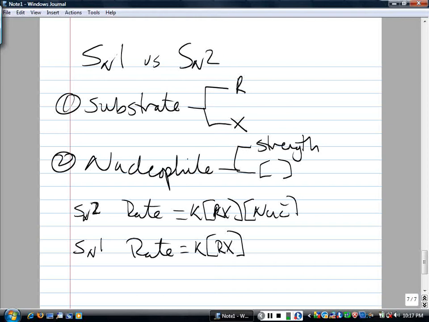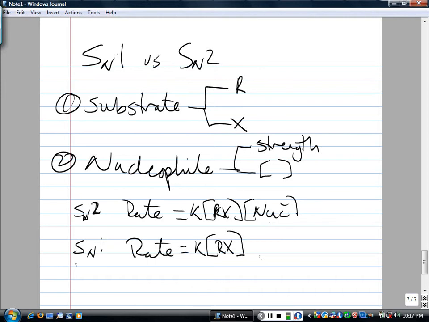Suppose I want the reaction to be SN1. How would I do that? You would notice the rate equation for the SN1 does not have the nucleophile concentration in it. That's okay, because the SN1 and SN2 reactions are in competition. So I could make the SN1 reaction win by sabotaging the SN2. And how would I do that? I would do that by using a very low nucleophile concentration.